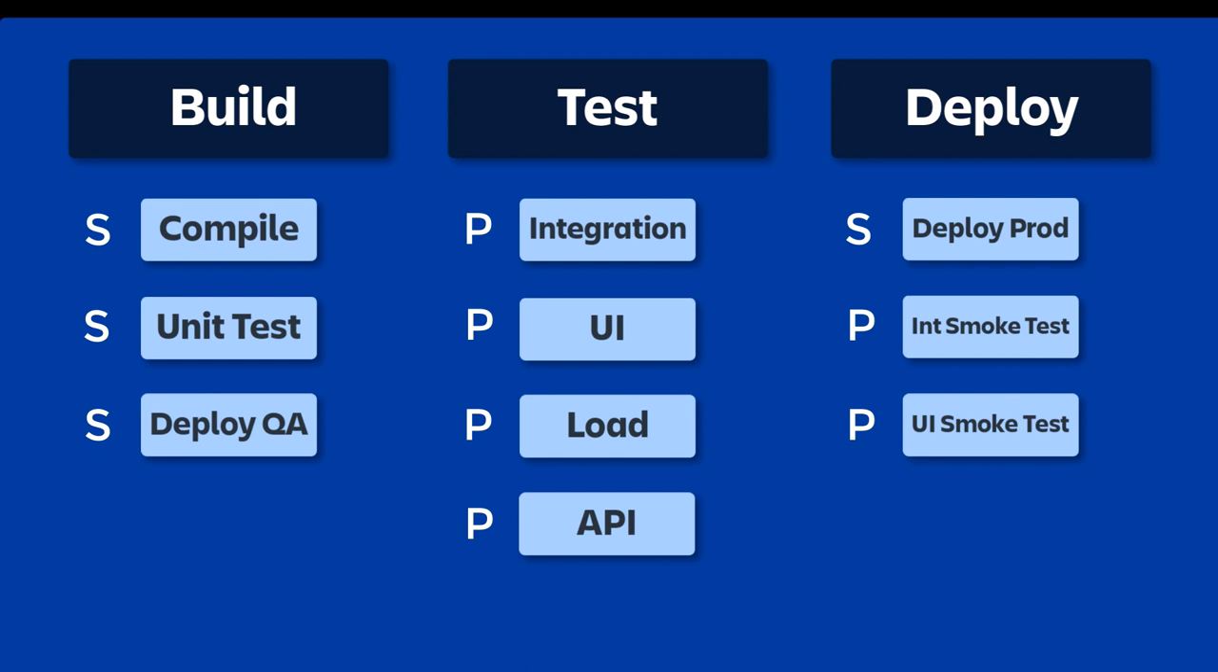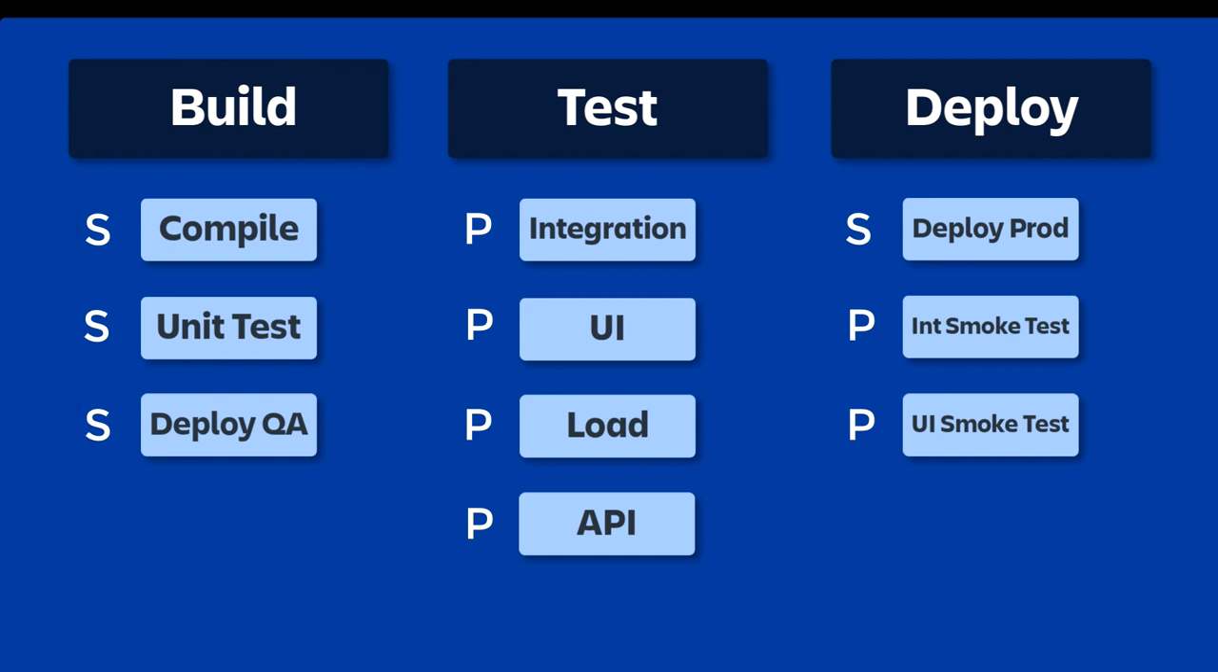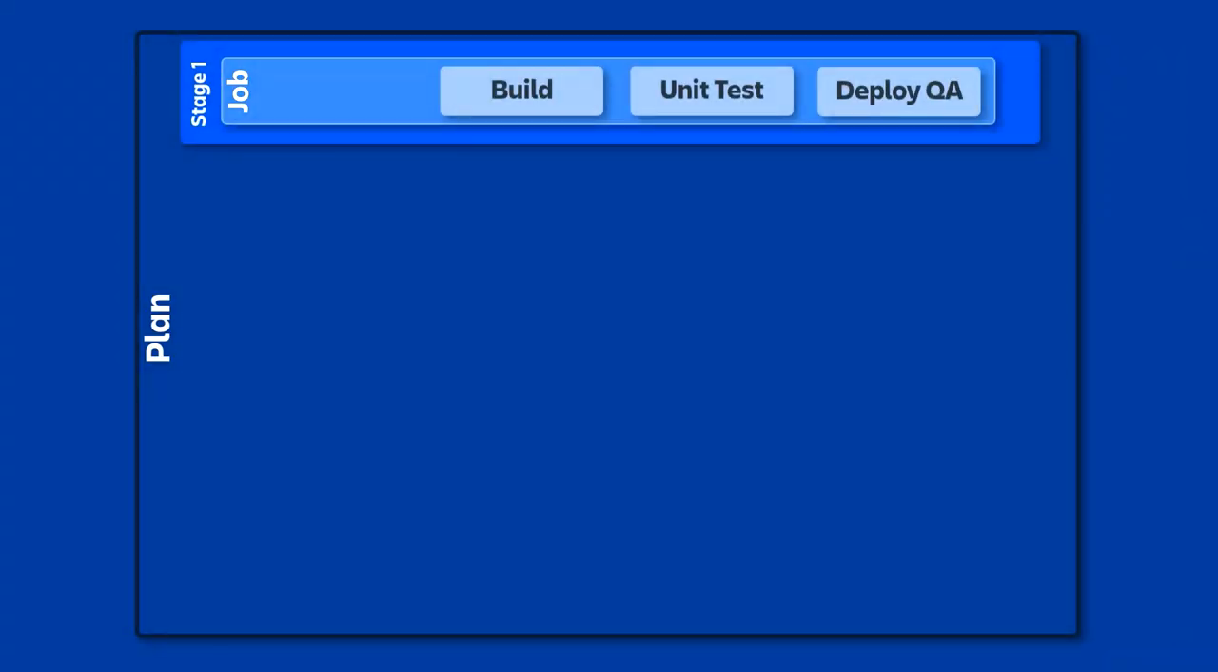Our first set of tasks, build tasks, are all sequential, which means they can all go into a single job, and since they need to be completed before the test tasks, the build tasks can all be in a single stage. But before we do that, let's think about it for a minute. We deploy to QA, and we deploy to prod. The tasks themselves are the same. The only difference is the server.